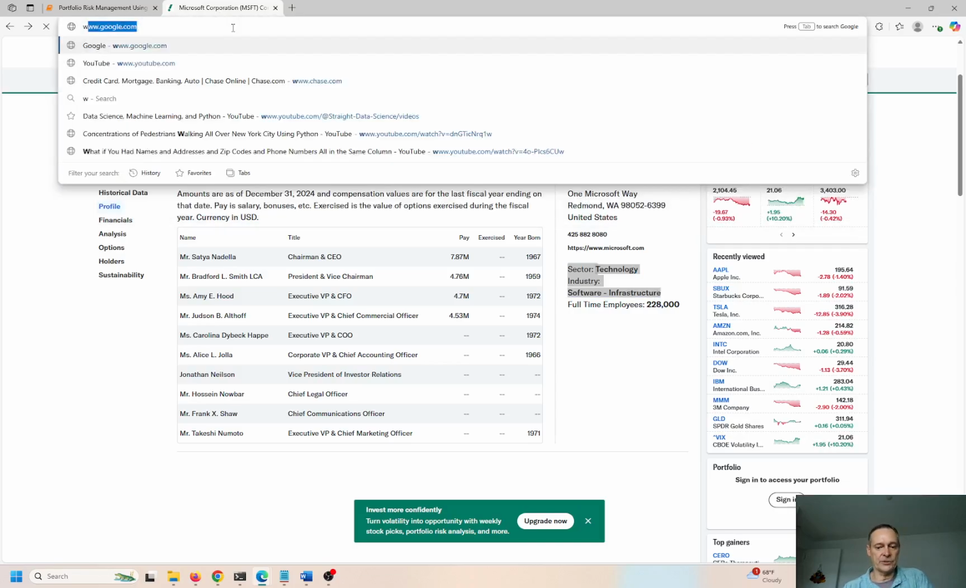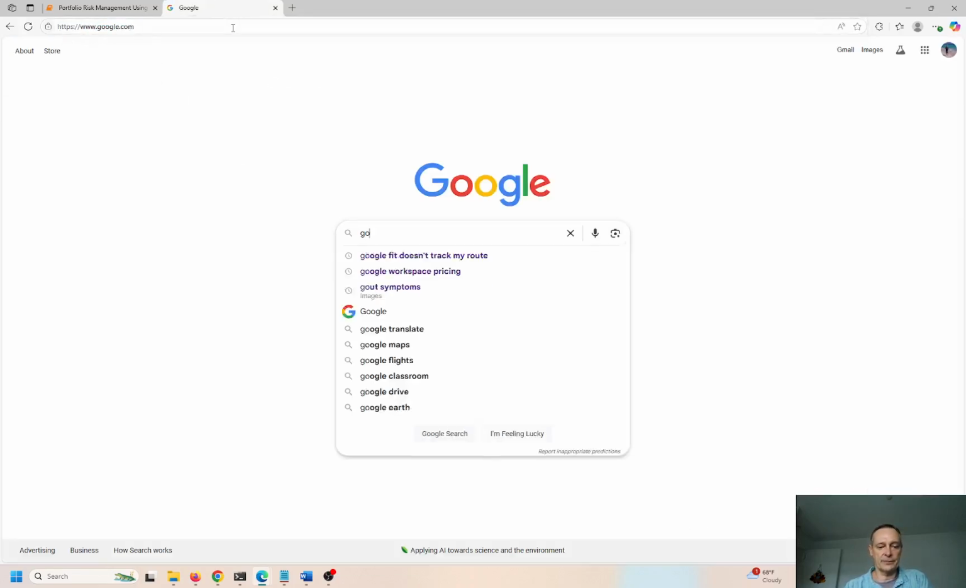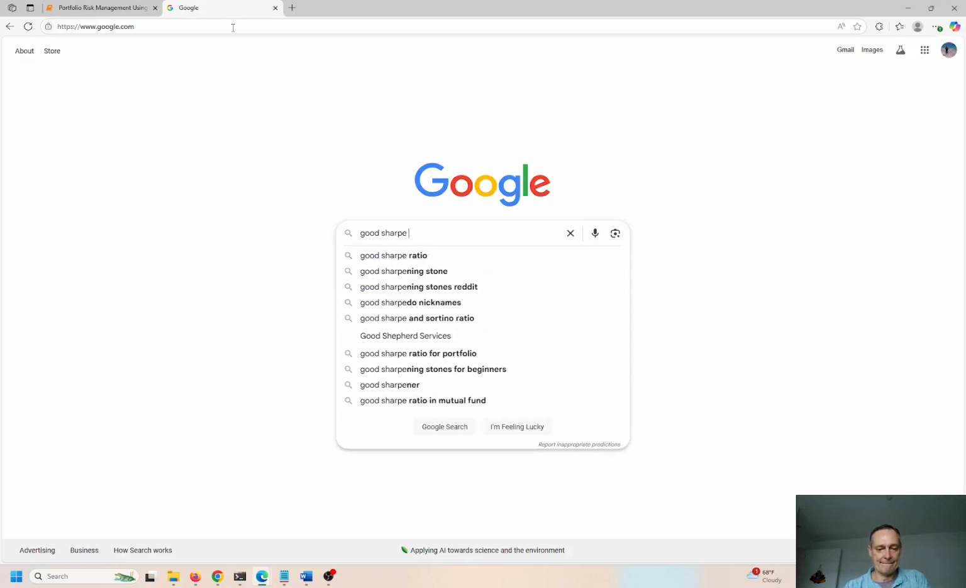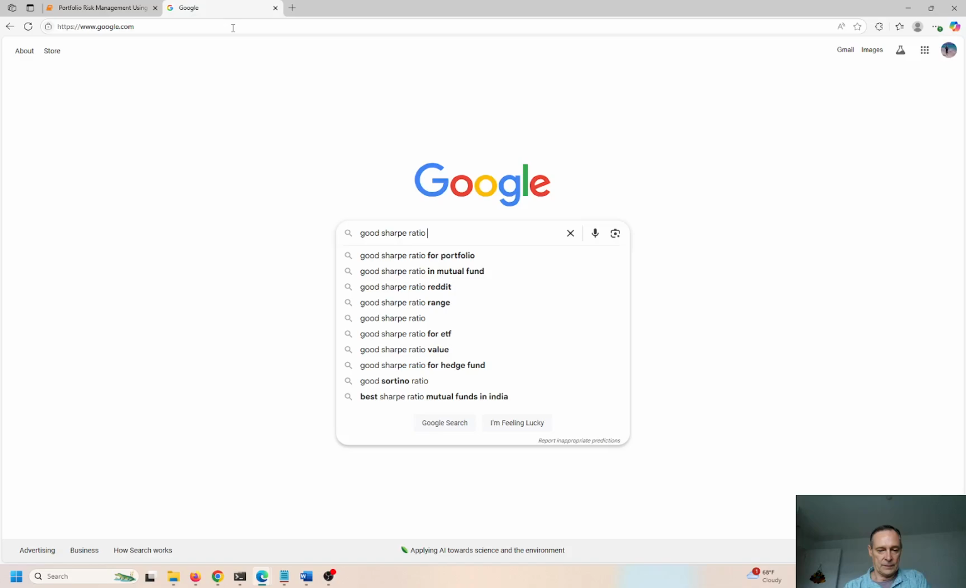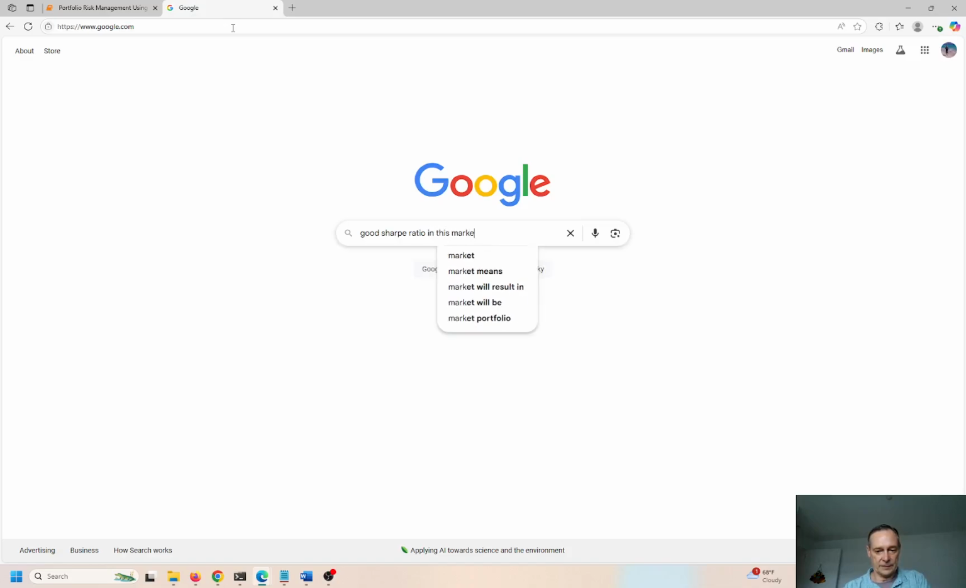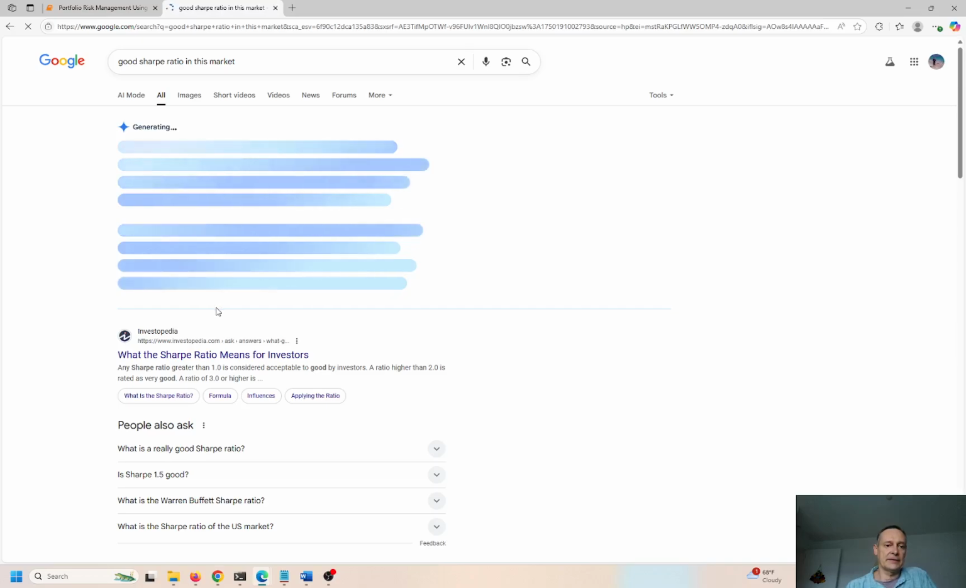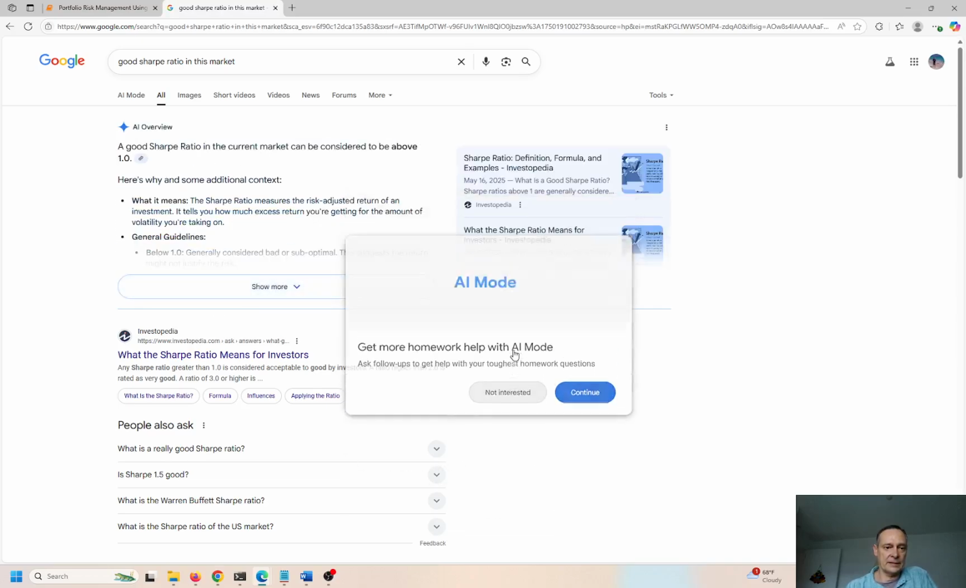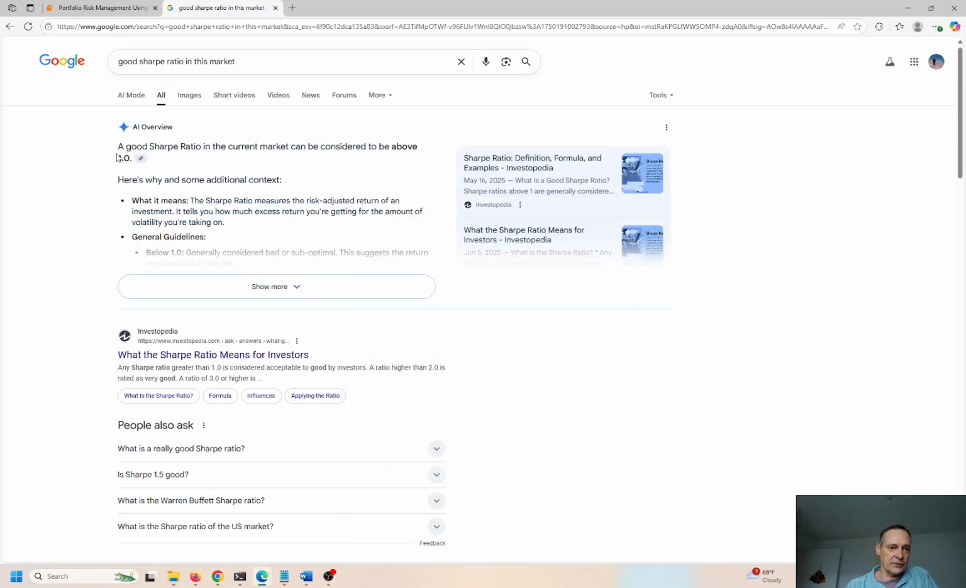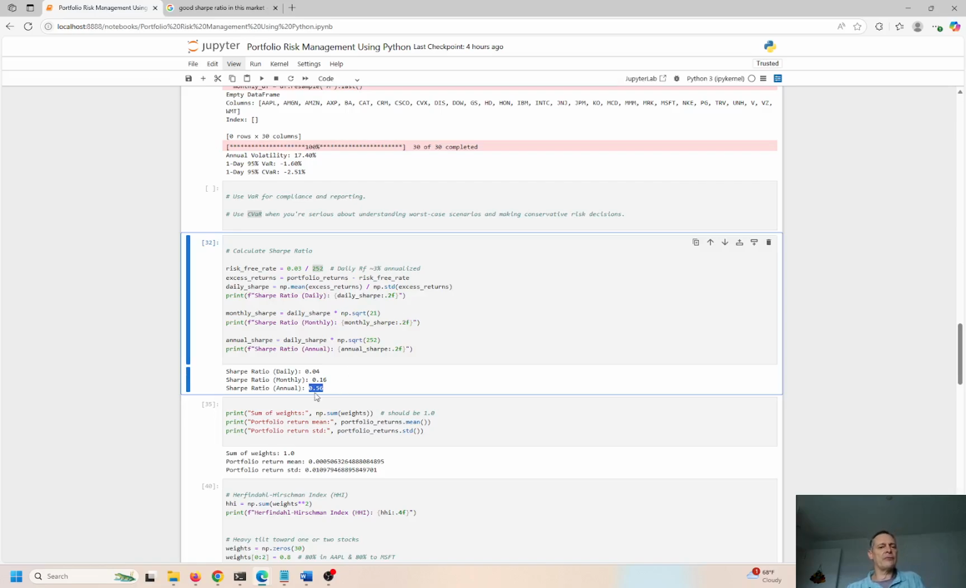Let me see. What would be the average Sharpe ratio? Good Sharpe ratio. In this market. I don't even know if I need that, but let's see what Mr. Google has to say. A good Sharpe ratio is considered to be 1 or over. Okay, so we're a little bit more than halfway there.